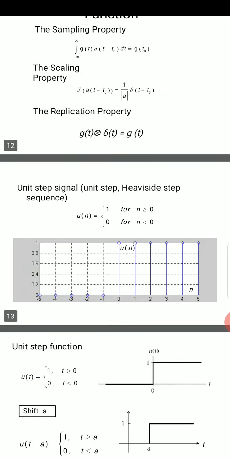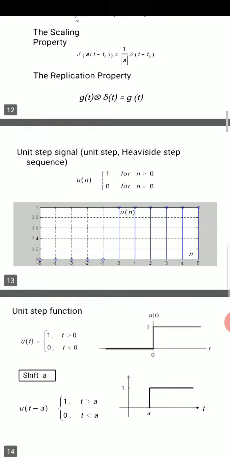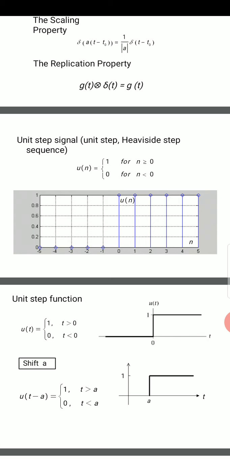What is the unit step function? Basically, in the time domain, for t less than 0 the value of the unit step function is 0, and for t greater than 0 the value is 1. Shifted by a, u(t minus a), is 1 for t greater than a. This is the shifting property.